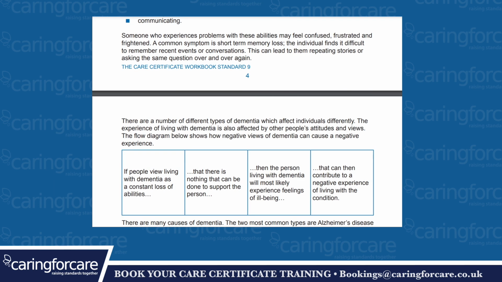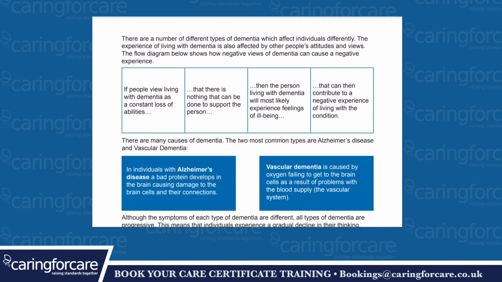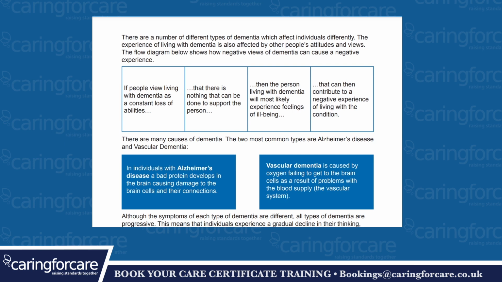A common symptom is short-term memory loss. The individual finds it difficult to remember recent events or conversations. This can lead to them repeating stories or asking the same question over and over again. There are a number of different types of dementia, which can affect individuals differently. The experience of living with dementia is also affected by other people's attitudes and views.